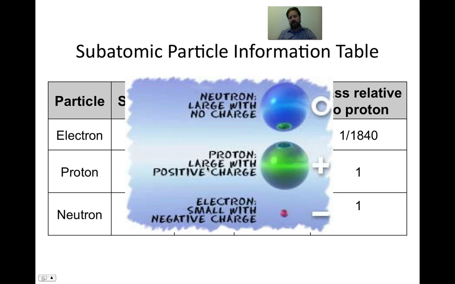So bottom line is, as we talk about these subatomic particles, if we compare them against each other, a neutron is large with no charge, a proton is large with positive charge, and an electron is very small with a negative charge. And this little red dot gives you the relative size comparison of them.